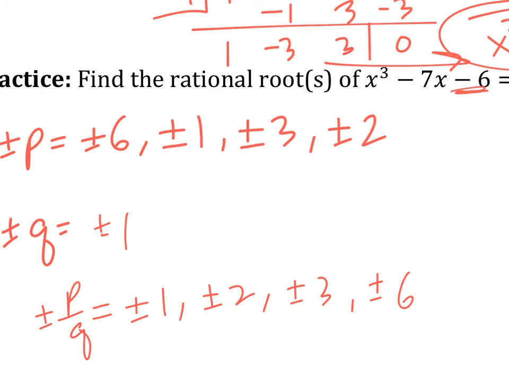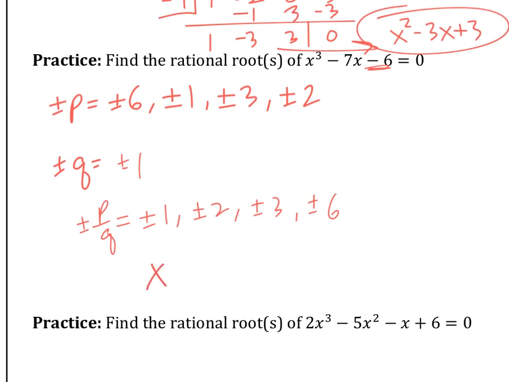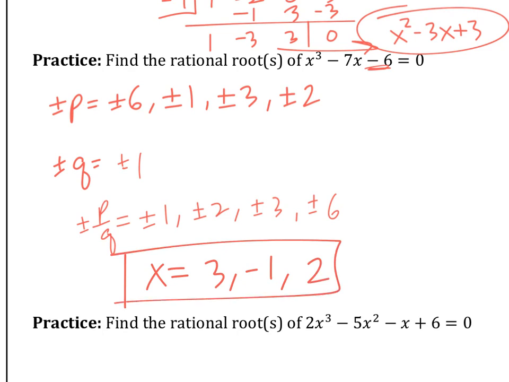All right, which ones are the rational roots? 3? Minus 1? One more. Not minus 2, so close. 2. Okay, so these 3 are the only rational roots out of the 8. The other ones don't work. Oh, negative 2, sorry, negative 2. I wrote this wrong, sorry.